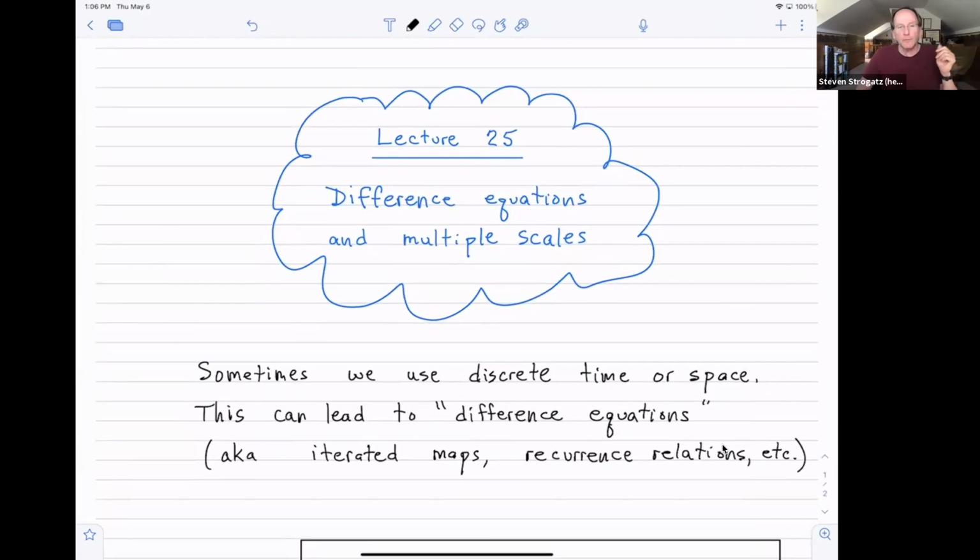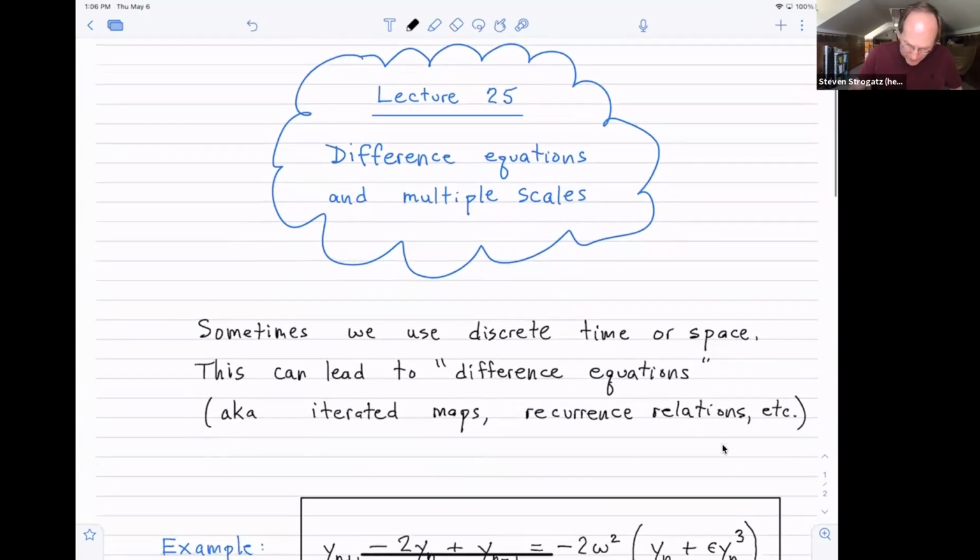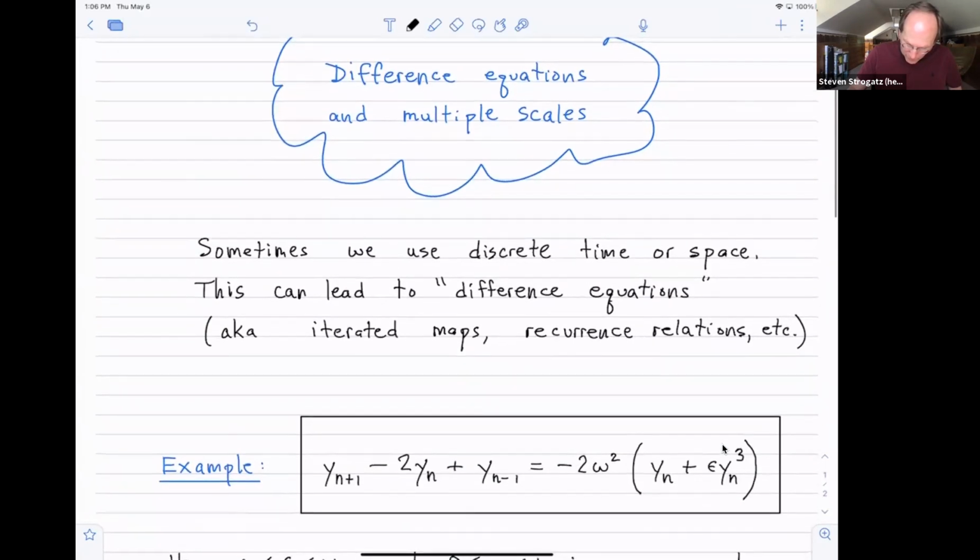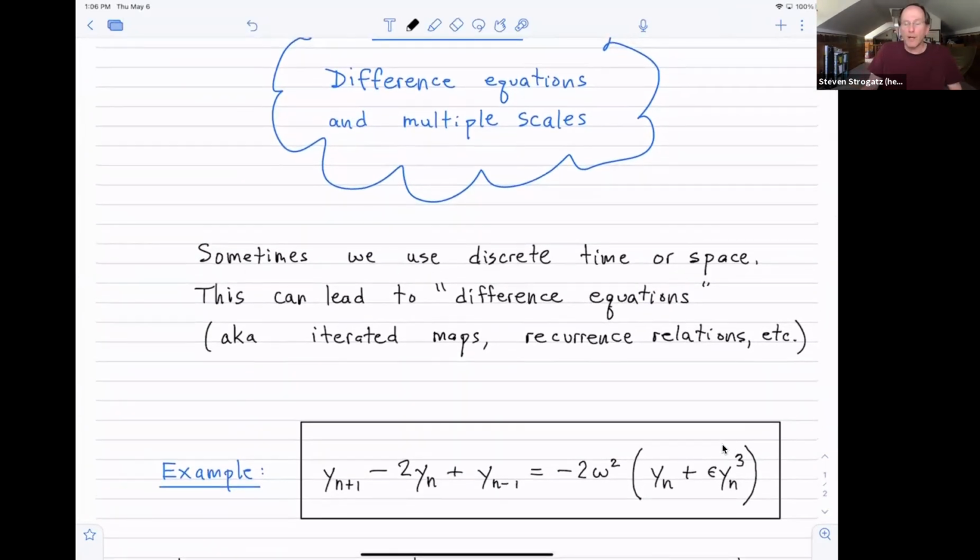So as I just said, these arise when we're thinking about discrete time or space. But the example I want to do is this one, where I've got a small parameter epsilon in the problem right here. It's an equation that has discrete indices here, n plus 1 and n minus 1. You'll recognize this operator over here acting on y as a discrete version of the second difference, the second derivative. This is a discrete Laplacian, you might say it that way.